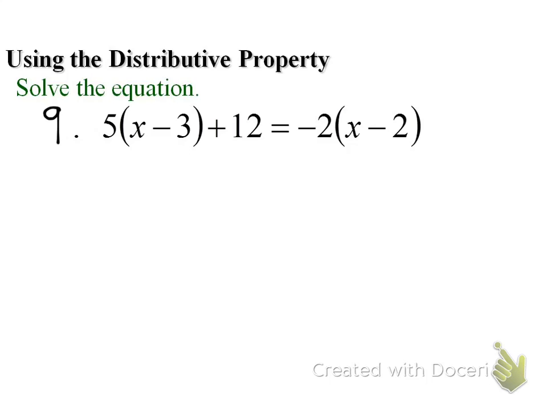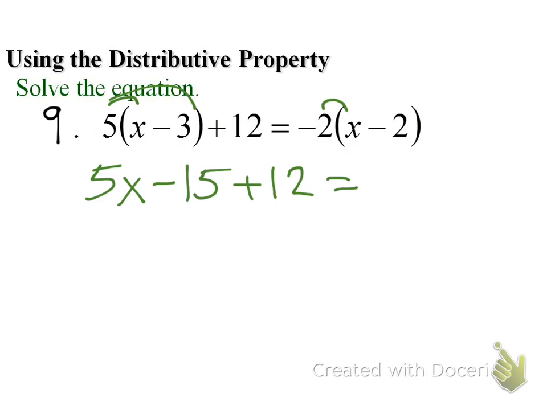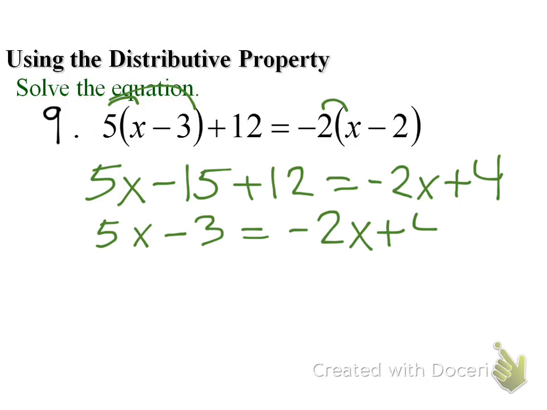How am I going to start number 9? Good, it actually tells you up top. Distribute. So we get 5x minus 15 plus 12 equals negative 2x plus 4. What would I have to do next? I could add the 2x. I would actually probably do something else first. Combining the 15, negative 15. Yeah, I would combine these first just so you don't have to write them over and over again. So it's going to be 5x minus 3 equals negative 2x plus 4.